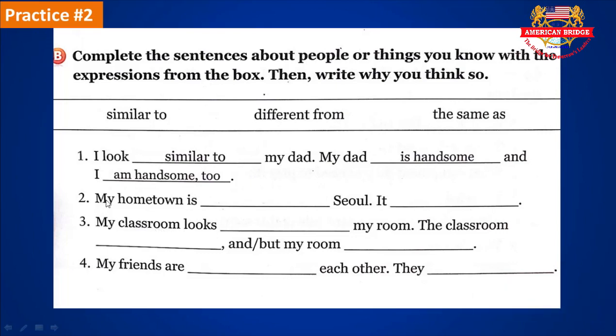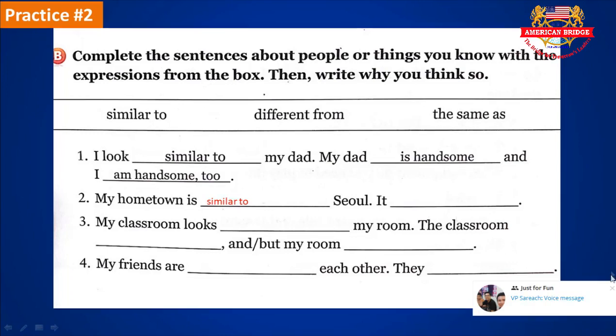Like number two, my hometown is Seoul. So similar to, different from, or the same as. You can use your own way. If you use different from, you can complete here with another complete sentence. Okay, the teacher chooses: my hometown is similar to Seoul, but actually it's not. Okay, my hometown has no high buildings like in Seoul, and no fast train stations.